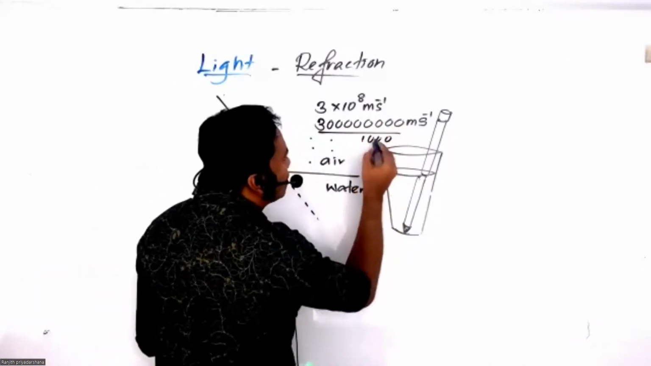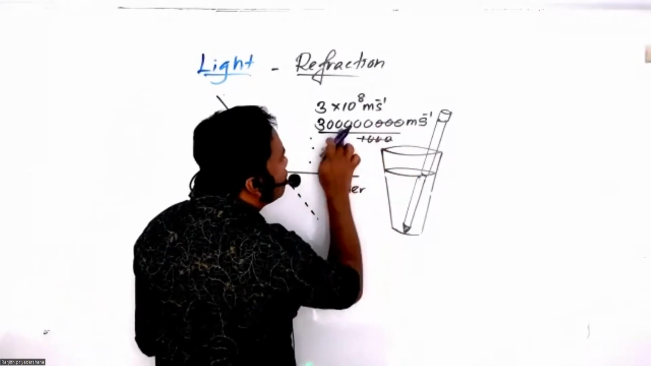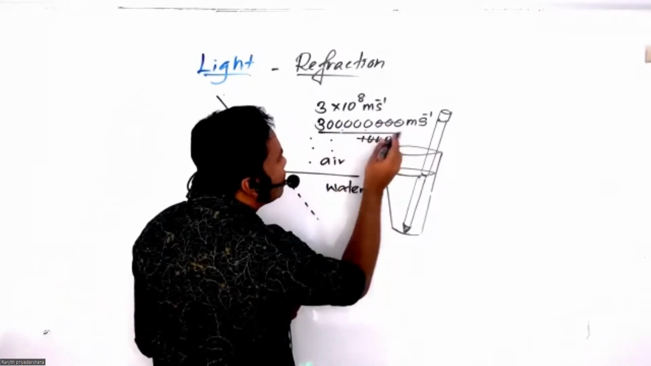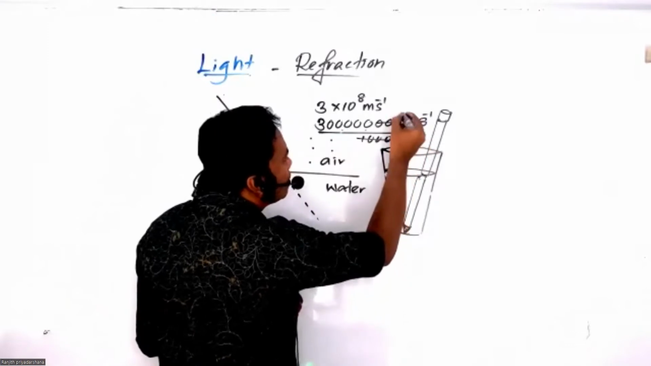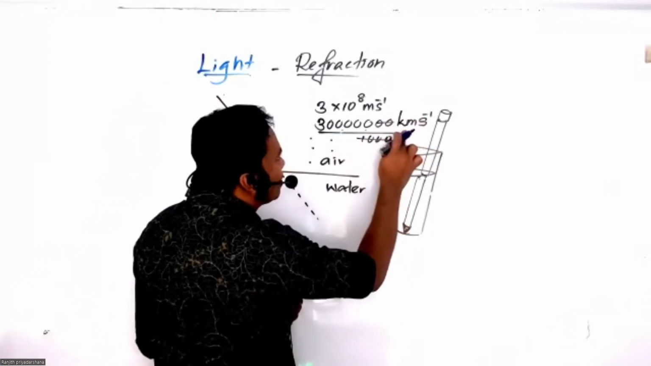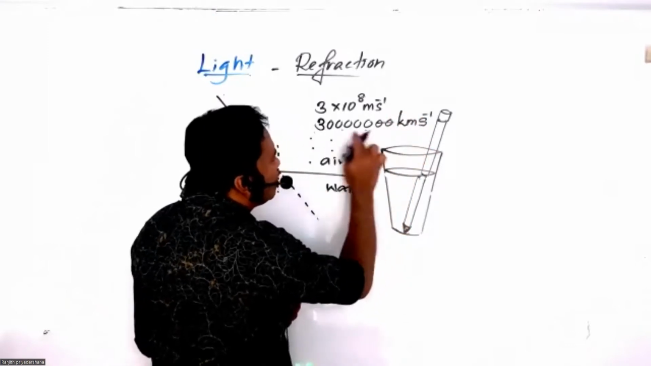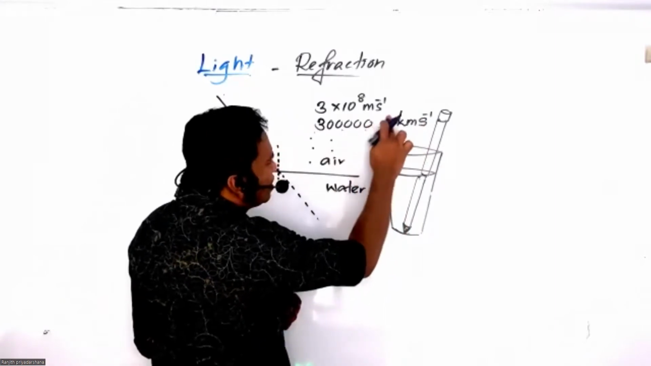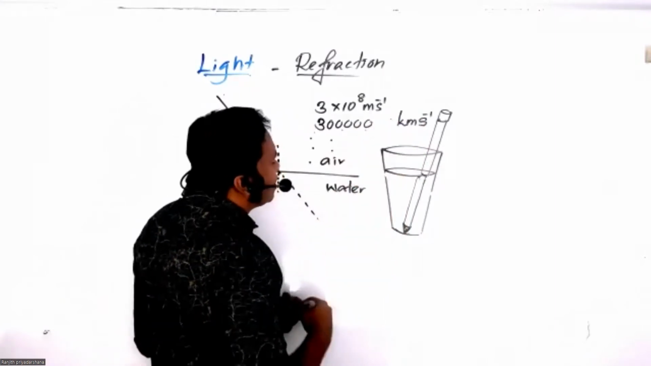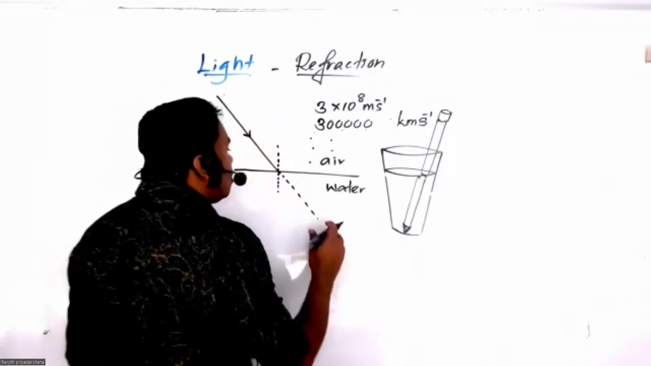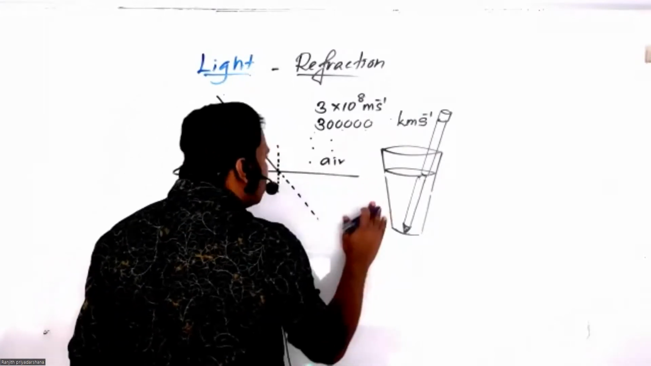Now what you can see? 300,000. Now this becomes kilometers. Okay, very good. When we divide by 10, light travels 300,000 kilometers per second. But in water that's not like that.